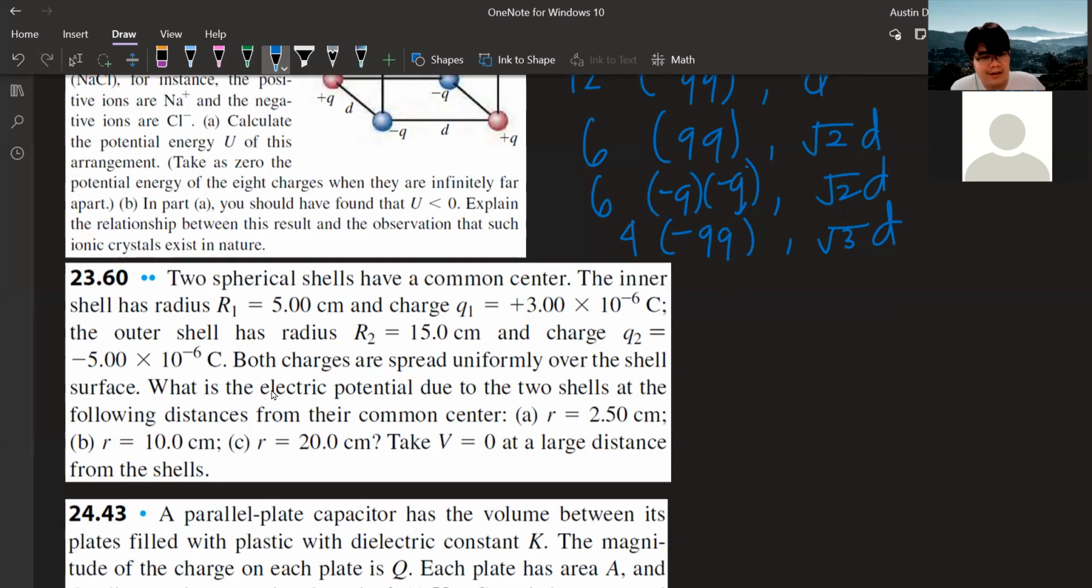So they are spread uniformly, yung mga charges mo over the shell. And we are asked to find the electric potential due to the two shells at the following distances from their common center. Okay, so 2.5, 10, and 20 cm. Take V equals 0 at very large distance from the shell.